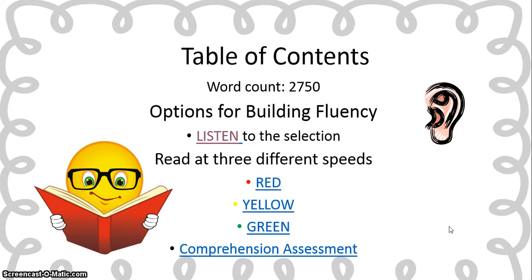As a way of differentiating my instruction, I've given students a few options for building fluency. The first thing they could do is listen to the passage. So they would simply click on listen. It takes them to that appropriate slide, and then they start to hear me reading the passage. Let's take a listen.